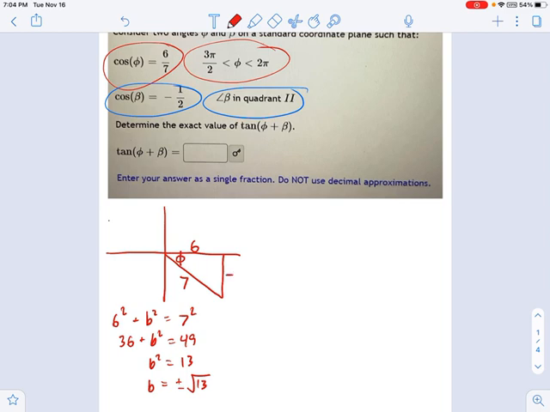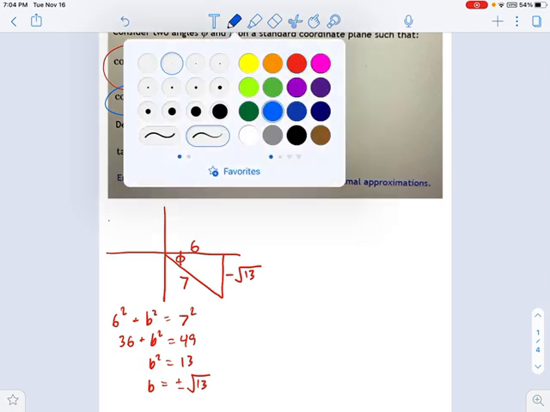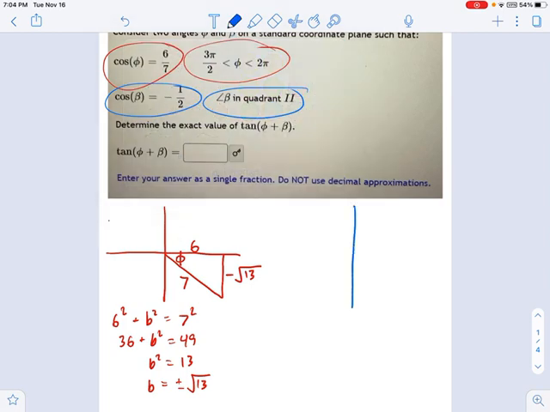I'm going to say negative makes sense because we are going down. Okay, this is a negative y value. So there's the completed triangle for phi. Now we move along. I'm going to do the same procedure for beta. We're going to do this one a little quicker.